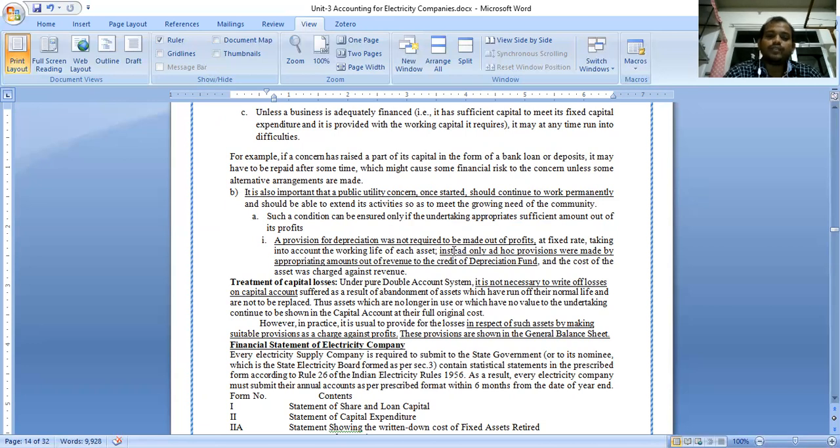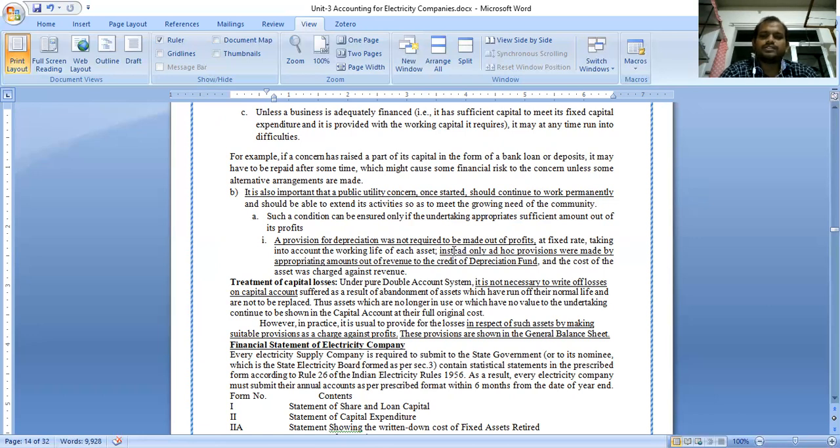But the thing is, we have to maintain the asset value in the capital account. So the capital account consists of fixed assets like land and building, everything. In the general balance sheet, current assets and current liabilities will be mentioned. Say for example, if you consider this as a single account, all items related to the capital and current assets and current liabilities, everything will be in the same single balance sheet.